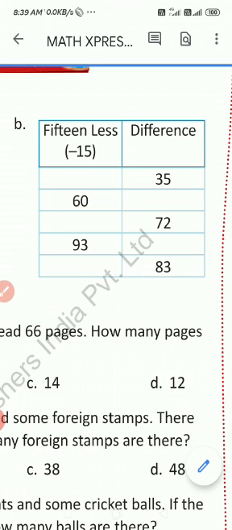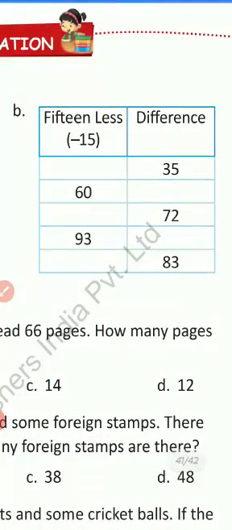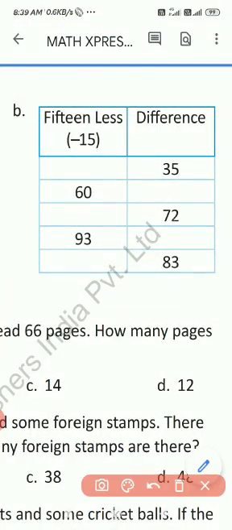Okay, so let's come on, 35 minus 15. 5 minus 5 is equal to 0, and 3 minus 1 is equal to 2. So answer is 20. 35 minus 15 is equal to 20.